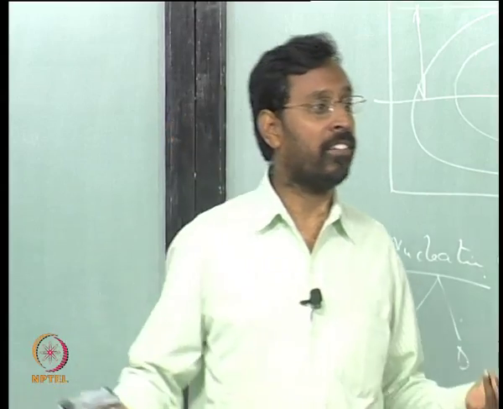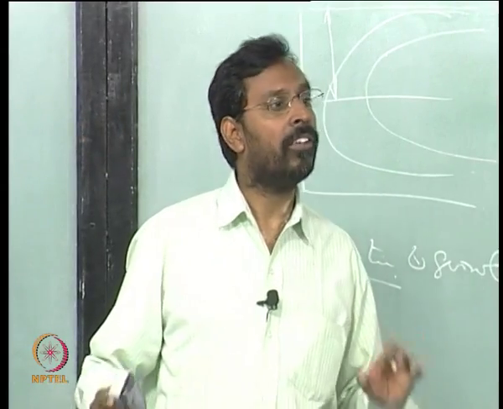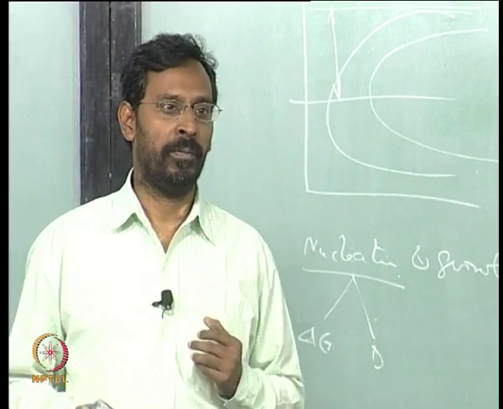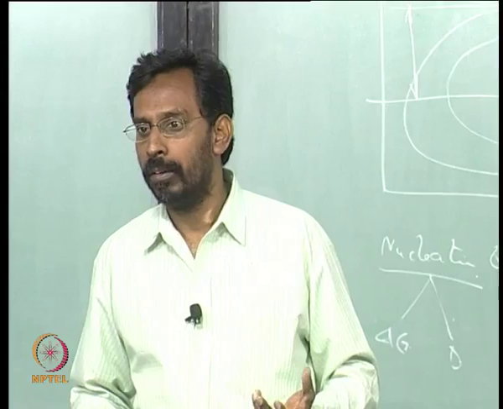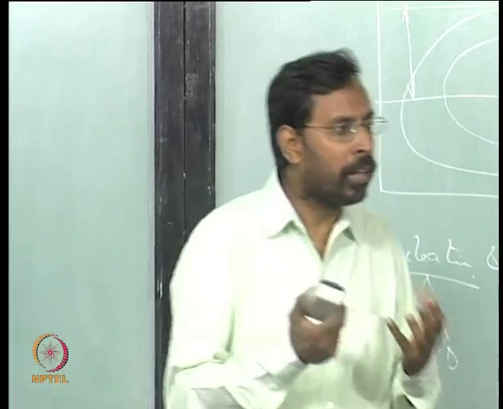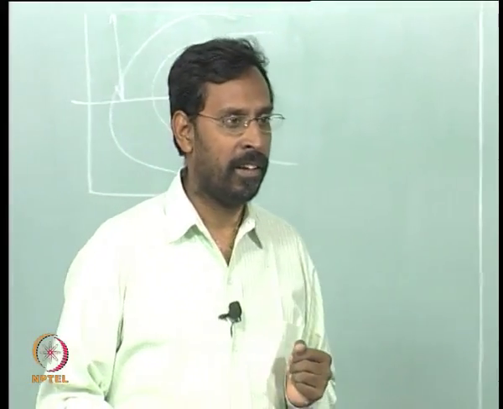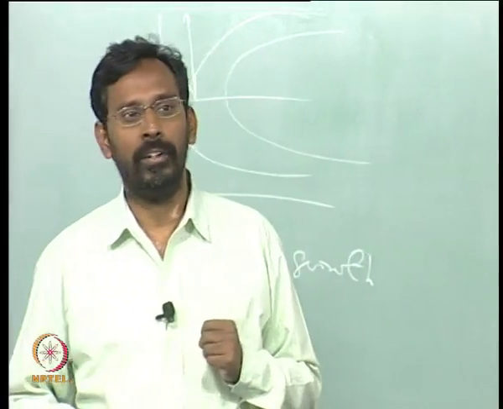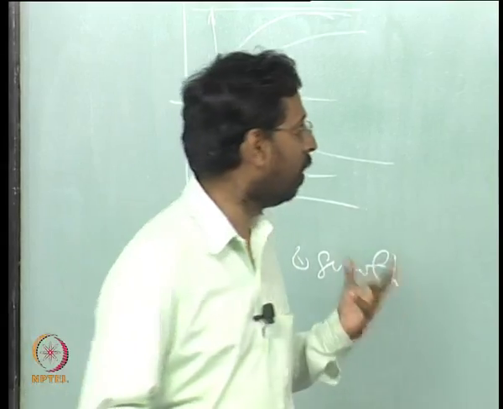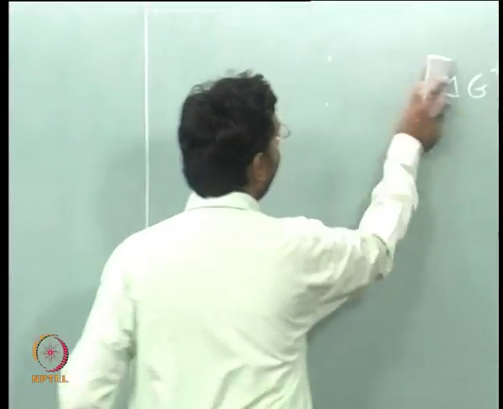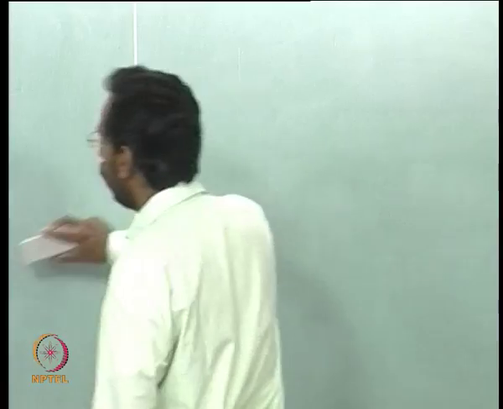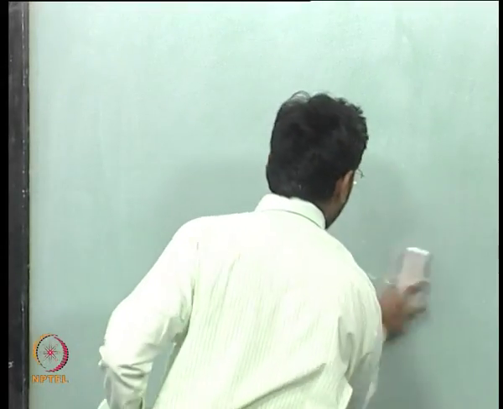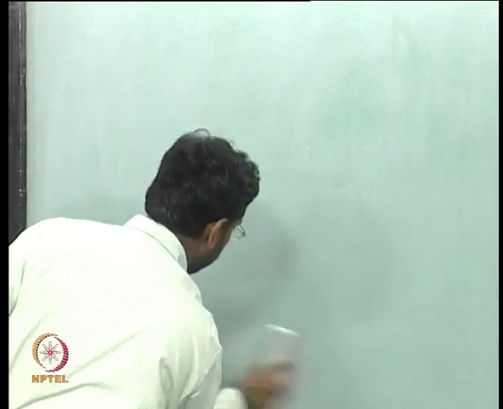It does not mean that clusters do not exist in the liquid. Clusters are there, but their size is not equivalent to an R star. They are like embryos, so they are not able to reach the R star size, and if they do not reach the R star size, obviously you will not have a nucleation. That is the whole concept of glass formation, and we will talk about glass formation later, and this aspect also we will talk about when we talk about glass formation.